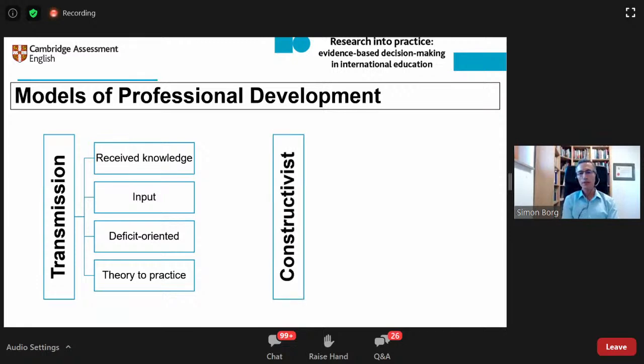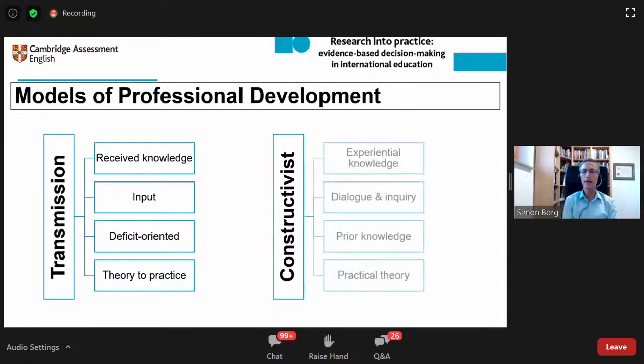An alternative model of professional development, as I said, is labeled constructivist. This has different characteristics, as we can see here. Without negating the value and the importance of received knowledge, constructivist approaches to professional development also emphasize the importance of experiential knowledge, the knowledge that teachers developed through experience of being teachers in the classroom, and that's valued as an important source of teacher expertise.